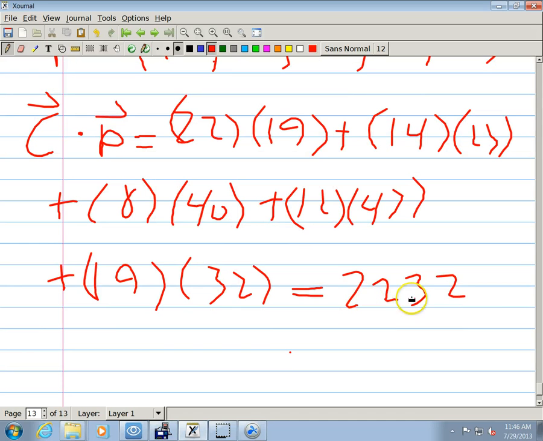So this is $2,232,000. Maybe I should say, well, let's write that. Times $1,000 is the units in thousands of dollars. So it's really millions, right? In dollars, that's $2,232,000, right, total? So that's an example of how you would multiply vectors.